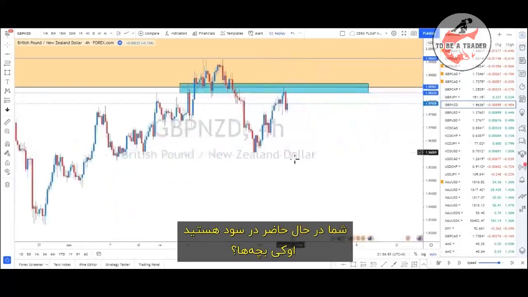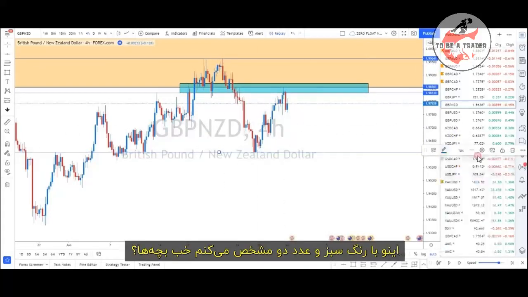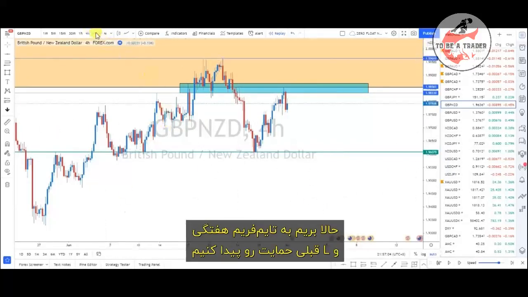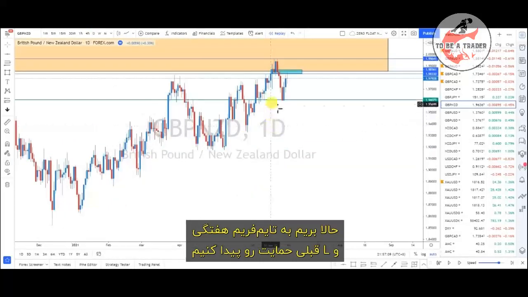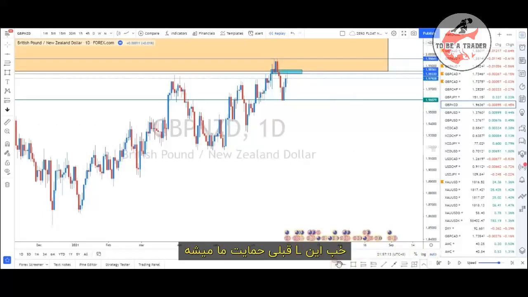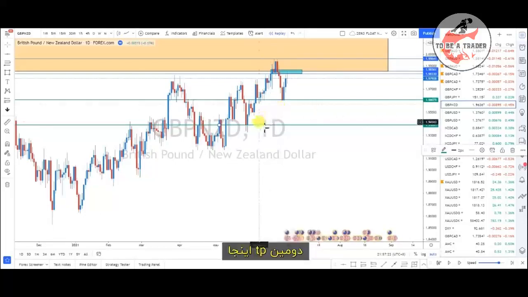Okay, guys, next, to set our reward here, we go to the previous lower low of the QM. I'm going to mark this green with number 2. Then let's go to the weekly time frame and find the previous low of the support. So this will be our previous low, and the next previous low support. So we have 2 TPs. First TP here, second TP here.